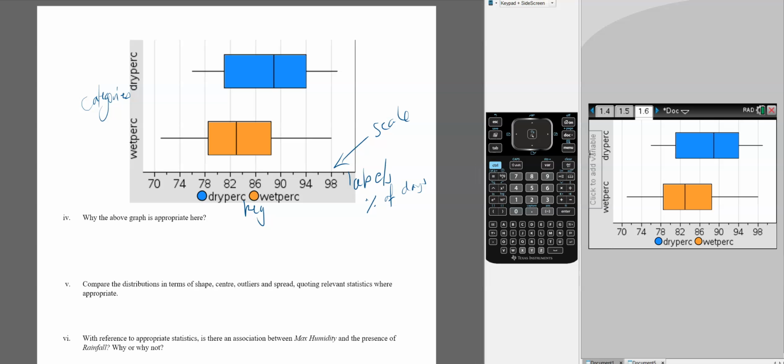Now, the other one you could do is represent it as a dot plot, but I wouldn't bother at this point. You could also represent this as a stem and leaf plot, but at this point, all we need to do is just answer the next bit. Why did you use two box plots and compare them against each other? Well, a categorical variable, which is the wet/dry days, is compared against a numerical variable, which is max humidity.